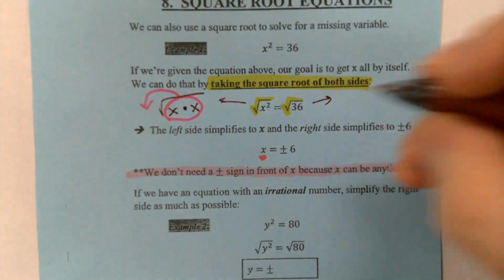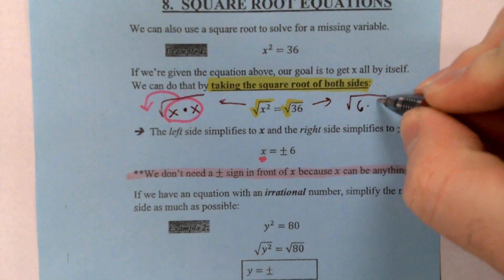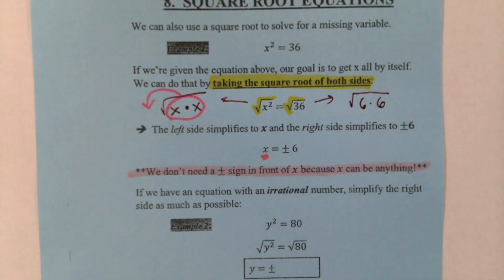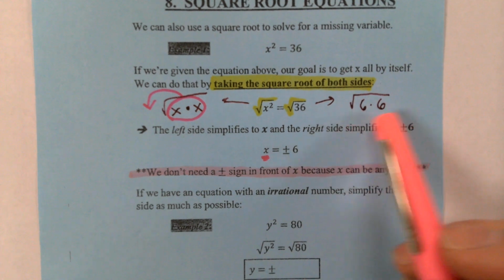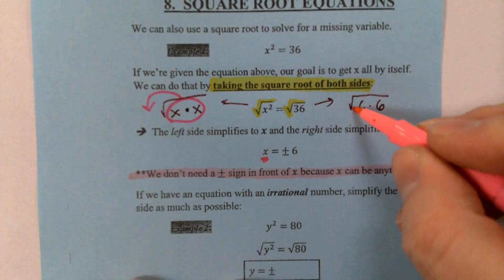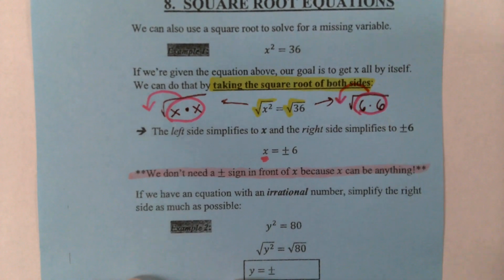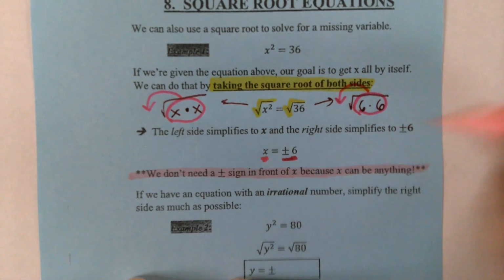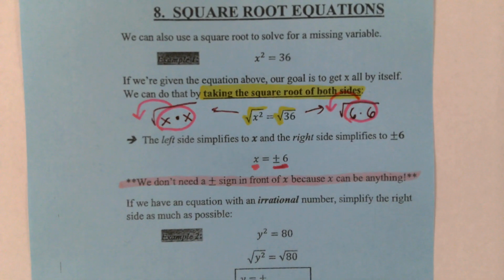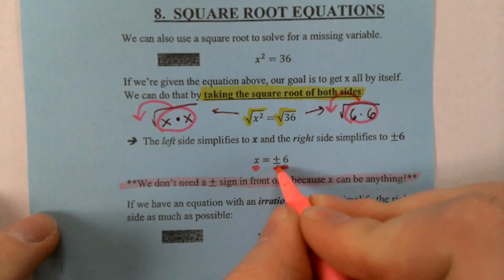If we simplify the right-hand side, we get the square root of 6 times 6. Again, do we have an identical pair here we can pull out? Yeah, we sure do. It's that pair of 6s right there. Bring that out in front, and that gives us that plus or minus 6 on the right.